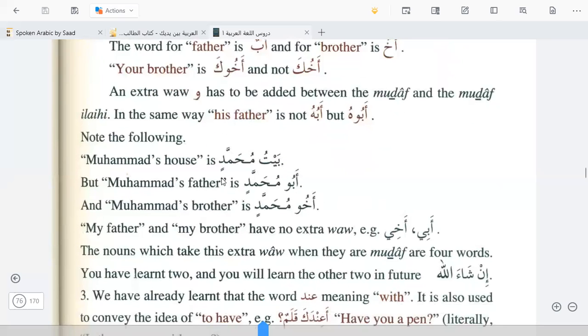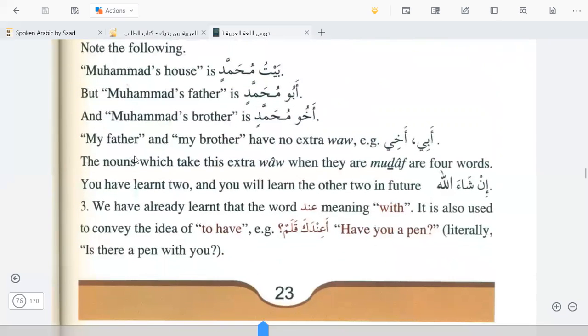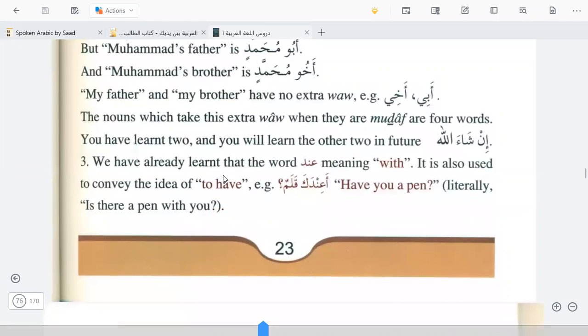Note the following. Muhammad's house in Arabic is Baytu Muhammadin. But Muhammad's father is Abu Muhammadin with waw. And Muhammad's brother is Akhu Muhammadin with waw. My father and my brother have no extra waw, like Abi and Akhi. Got it? Okay. Yes. The nouns which take this extra waw when they are mudaf are four words. You have learned two, and you will learn the other two in future, inshallah ta'ala.